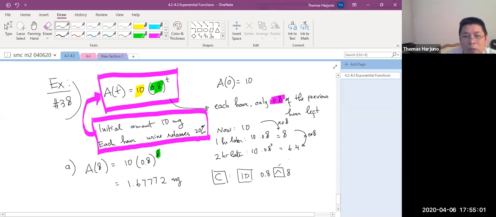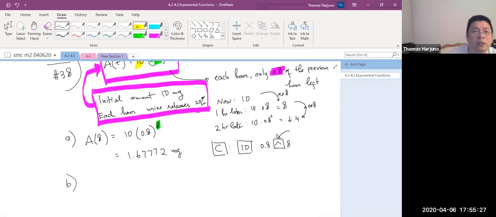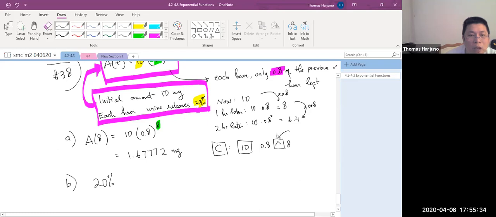Okay, so for the exponent, we use this notation, this button on your calculator. Now that's for part A. Part B, what percentage of the drug still in the body is eliminated at each hour? So each hour we retain 80%, which means we release 20%. So I implicitly already answered that earlier. Everybody with me?